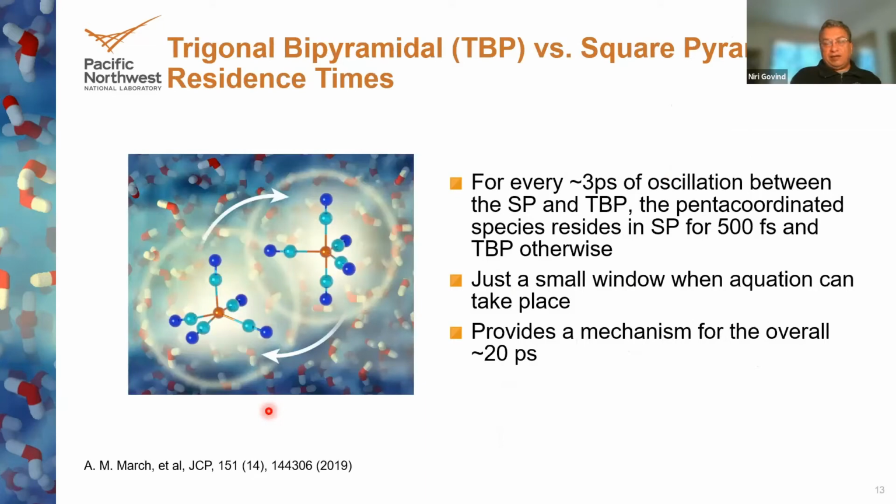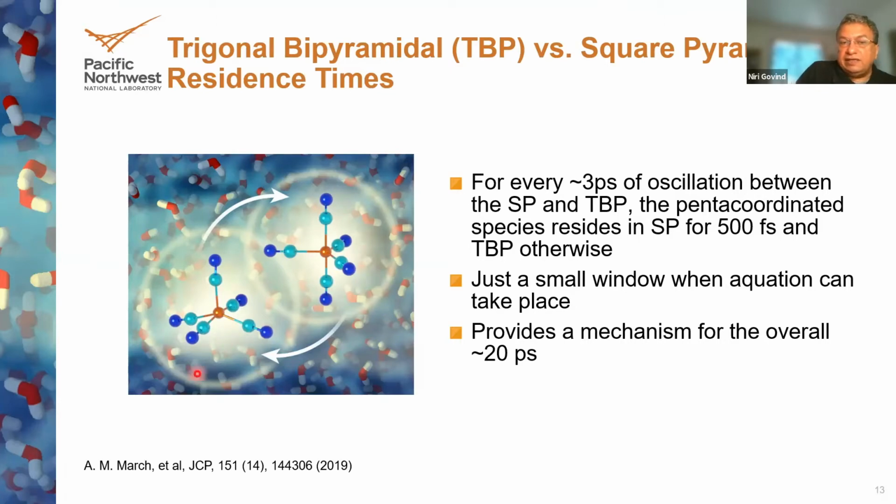So what does that say about this long time behavior of 20 picoseconds? We had all this dynamics data, and we were interested in understanding why it took so long for the system to aquate, and which of these isomers was actually implicated in the overall dynamics. If you look at it carefully, you have the trigonal bipyramid and the square pyramidal. The square pyramidal shape is the only structure that allows a water to come and attach itself to the ion center.